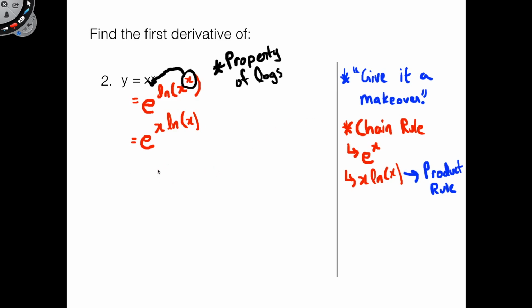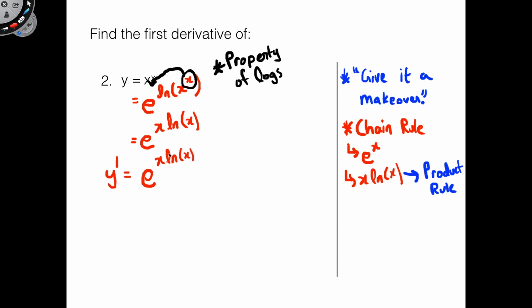So we start with the chain rule just because it's the outermost rule. Always start with the outermost rule, all right? Always go from outside to inside. So the first thing we're going to do is take the derivative of the outermost function, which is e to the x. Conveniently for us, that's just going to be e to the x. So y prime is going to equal e to the x ln of x.